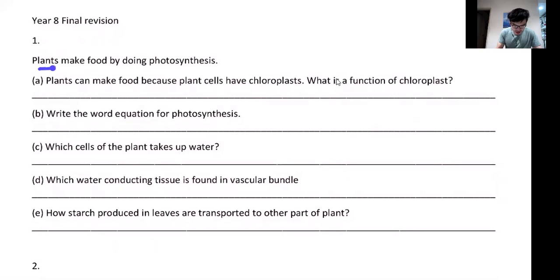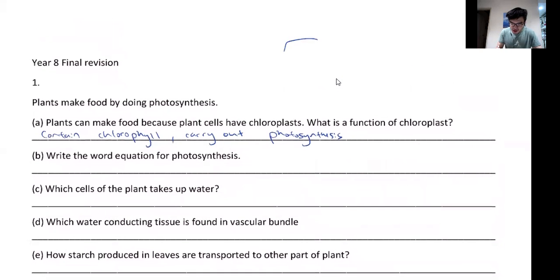Plants make food by doing photosynthesis. So number 1, plants can make food because plant cells have chloroplast. What is the function of chloroplast? Chloroplast is to contain chlorophyll, and it will carry out photosynthesis. Please do not confuse chloroplast and chlorophyll. They are very different.